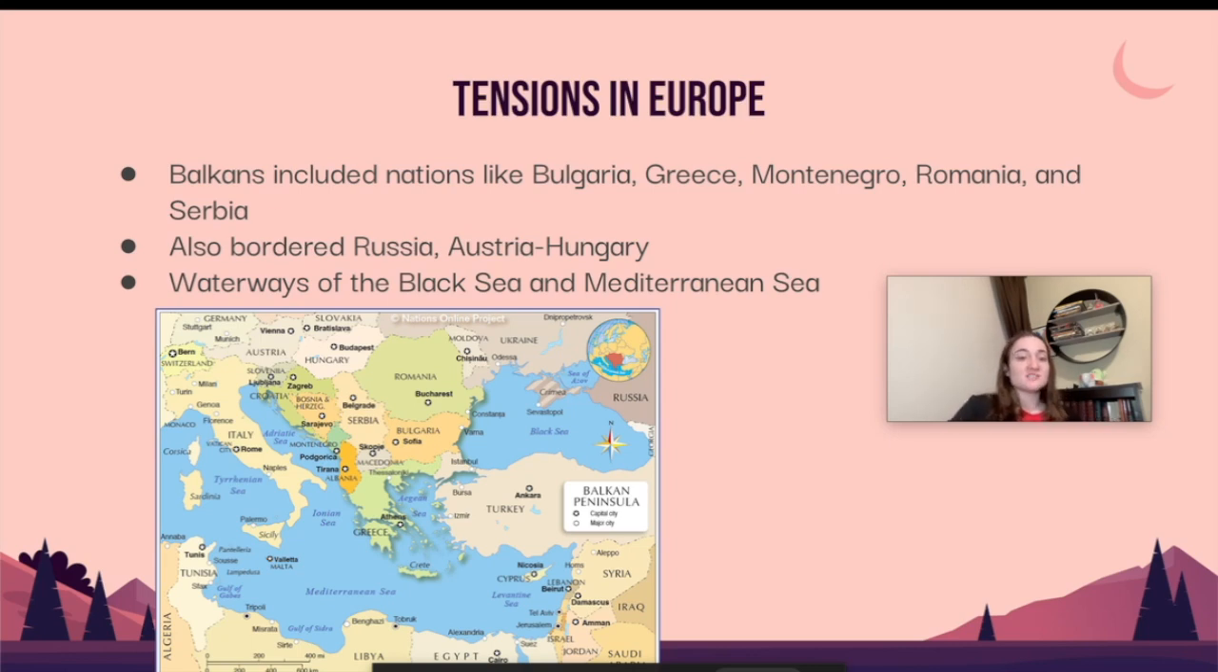So the Balkans included nations like Bulgaria, Greece, Montenegro, Romania, and Serbia. But it's also really important to note that the Balkans also border with Russia, as well as Austria-Hungary, which is going to come into play for World War I. There's also waterways such as the Black Sea and the Mediterranean Sea.